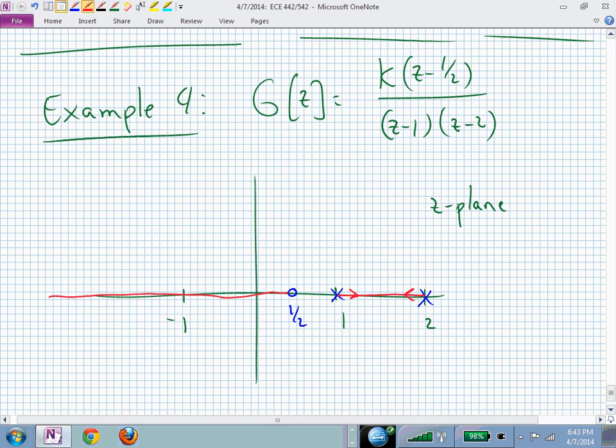I have 180 from 2. I have 180 from the pole at 1. I have 180 from the zero at 1/2. So I have 180 minus 180 minus 180, so the net is minus 180. Any point between z equal 1/2 and minus infinity has that for its angle. Does that help? And if I stand here, I see 1, 2, 3, an odd number of poles and zeros to my right.